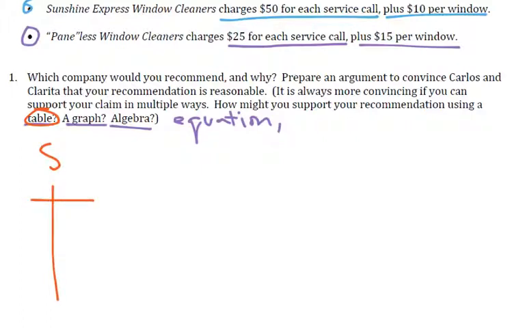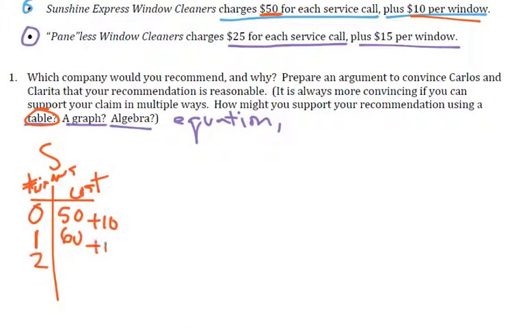So what's the connection here? What are the two things? Well, they're charging per window, right? So probably the number of windows and the cost. So if they just come out, but they don't wash any windows, I know that would seem crazy to do, but that would cost $50, right? So we would start out costing $50. Now, once they get out there and start washing windows, if we had one window, $50 for the service, plus $10 for the window. If we had two windows, plus $10 more, right? And so you see the pattern.